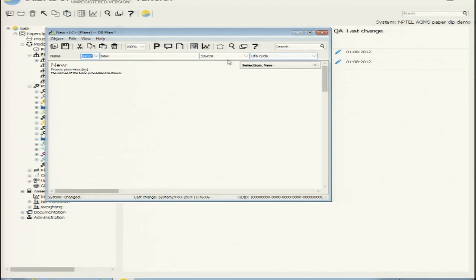And what kind of plan it is, we need to see. Is it a life cycle plan? Is it a production or manufacturing plan? Is it a use plan? Is it end of life? EOL is end of life. Is it recycling? Is it incineration? So I'll say it is a life cycle plan. So I'll name the plan as life cycle paper clip.